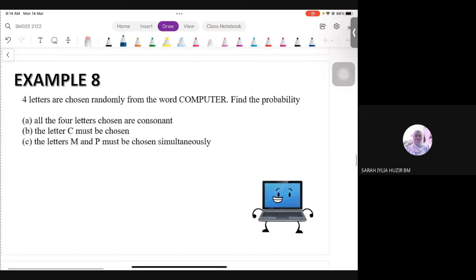Alright. So, 4 letters are chosen randomly from the word computer. Find the probability. All 4 are consonant. Letter C must be chosen. M and P must be chosen simultaneously. Okay, yang ni tak ada masalah juga.